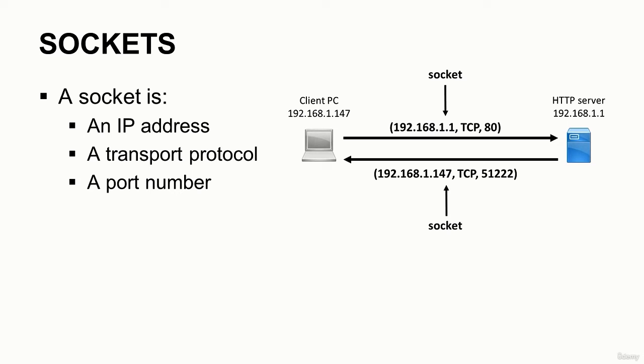Now, the server has a socket connection open to the client as well. And again, that's the IP address of the client, TCP is the transport protocol, and the port number that the client is listening to. By using a process known as multiplexing, a host could actually have many socket connections open at the same time to multiple servers. And those connections, of course, are being identified by each individual socket.